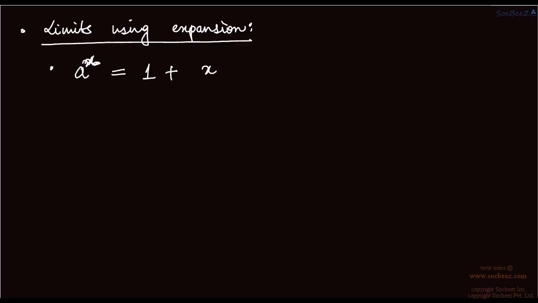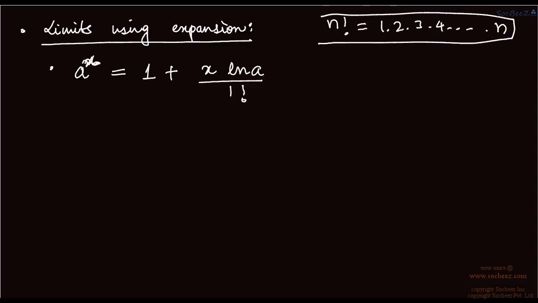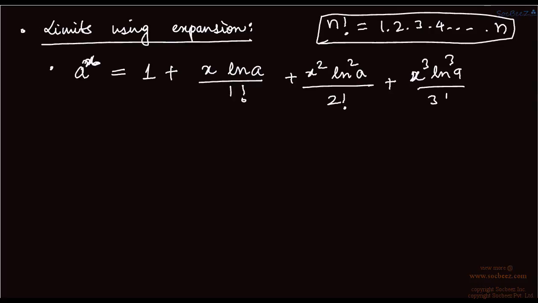So a to the power x is 1 plus x ln a by 1 factorial. Factorial: n factorial is 1 into 2 into 3 into 4 up to n, the multiplication of n natural numbers. Plus x squared ln squared a by 2 factorial, plus x cube ln cube a upon 3 factorial, plus up to infinity. Okay, and here a is greater than 0, of course.